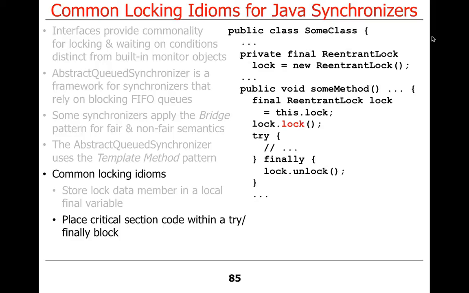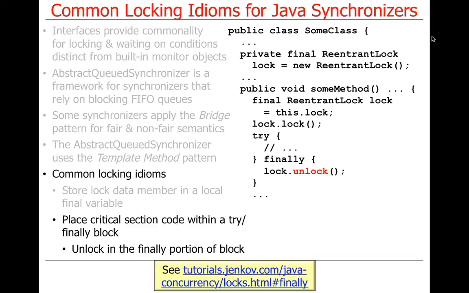And then, of course, you also see this idiom all the time. You acquire the lock, and then you do your thing in a critical section, and then unlock takes place in the finally portion of the block. And as we talked about before, this is sort of in lieu of Java having destructors. And we'll talk more about that idiom a little bit later.